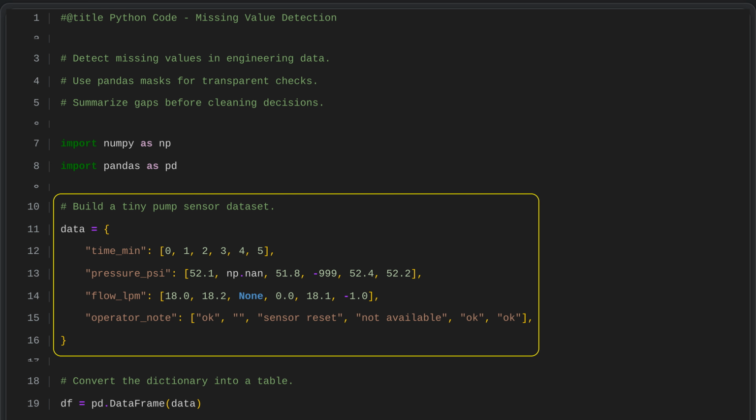We create a small pump sensor dataset to mimic real-world data quality issues. It includes time, pressure, flow rate, and operator notes, with examples of missing values, fault codes, empty notes, and unavailable entries. This gives us a simple test case for cleaning and handling imperfect sensor data later in the script.